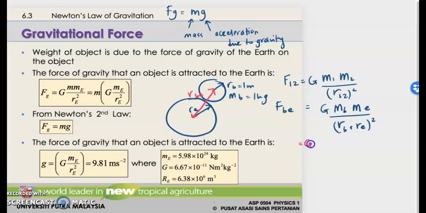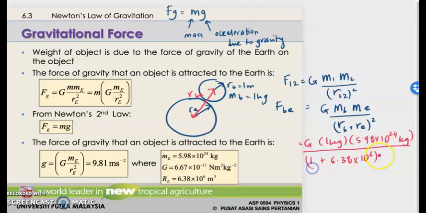Let's just not substitute that. So the mass of ball is 1 kilogram. The mass of Earth is 5.98 times 10 to the 24 kilogram over the radius of Earth plus the radius of the ball. So the radius of ball is 1, and the radius of Earth is 6.38 times 10 to the 6, squared.